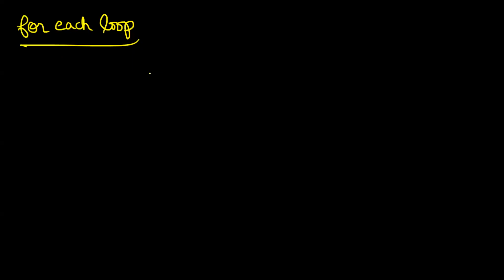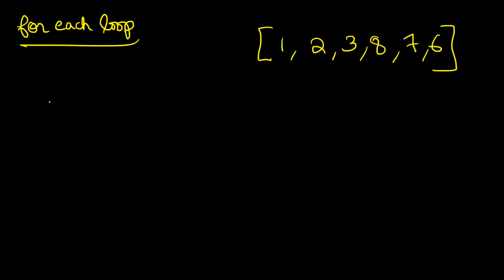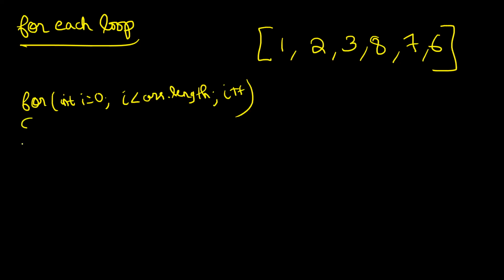Now, another way of printing an array is using a for each loop. So let's say you have an array of integers. Right? You have an array of integers. How did we print this array? For int i equal to 0, i less than arr.length, i plus plus, and we printed SOP arr of i. Okay. So everyone knows how to print an array using this method, right?